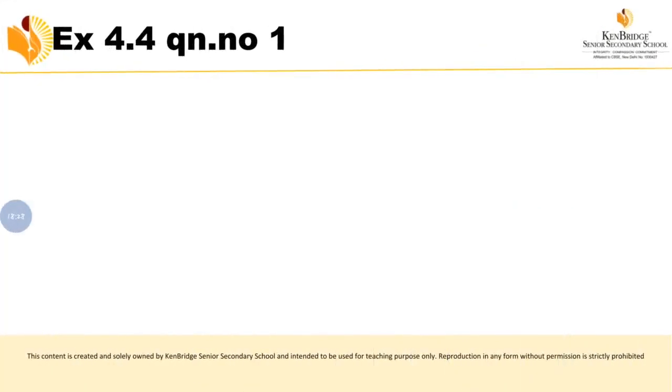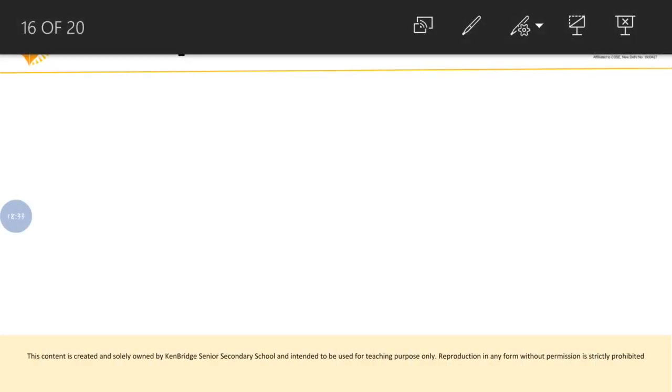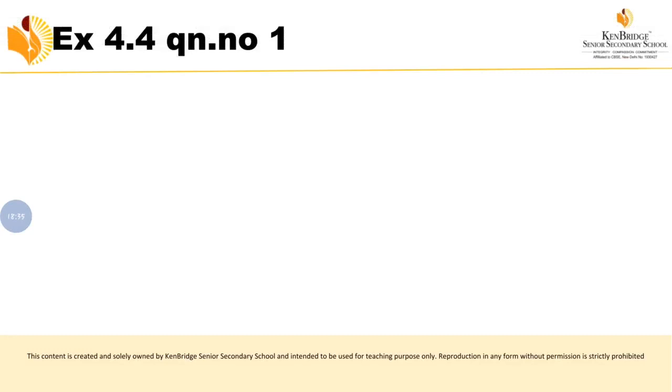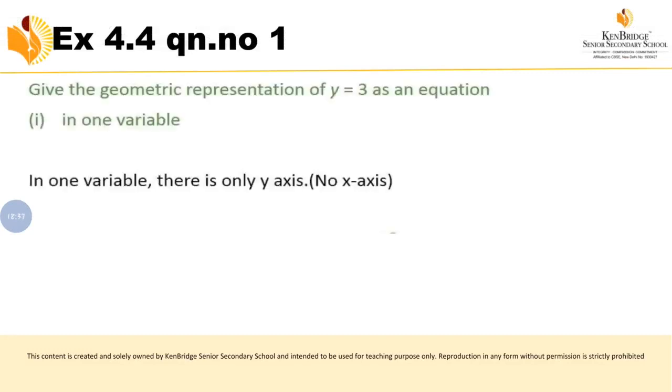The next question is taken from exercise 4.4, question number 1. The question is, give the geometric representation of y is equal to 3 as an equation. For the geometric representation, if it is one variable, it will be on the number line. If it is 2 variables, it will be on the Cartesian plane. The first one is one variable, so definitely we have to make it on the number line. Let's see how to do this.